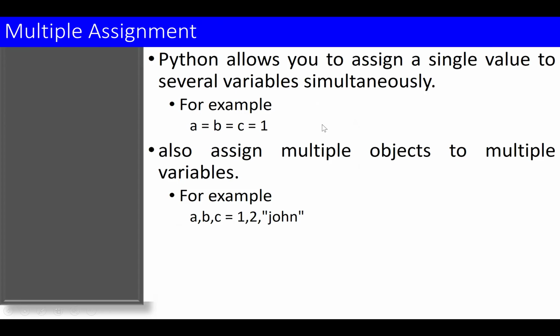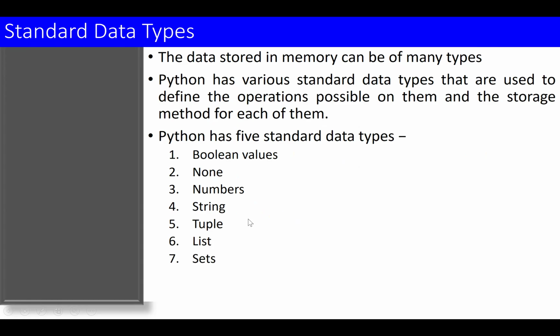Then multiple assignments. Python allows us to assign a single value to several variables simultaneously: A equal to B equal to C equal to 1. We can also assign multiple objects to multiple variables. So we can assign A, B, C equal to 1, 2, and some string data.